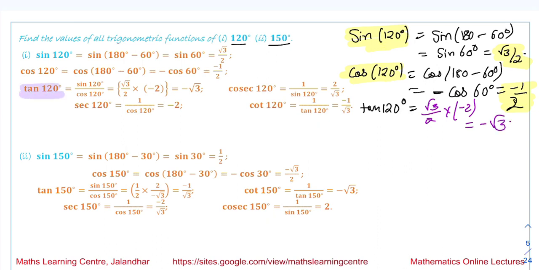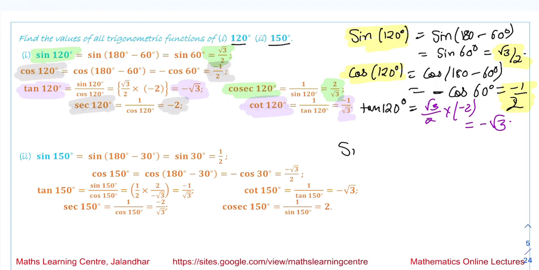Then we will take the reciprocal of all these values. Reciprocal of this value will give us cot of 120 degree. Reciprocal of sine 120 will give us cosecant of 120, and reciprocal of cos 120 will give us secant of 120 degrees.